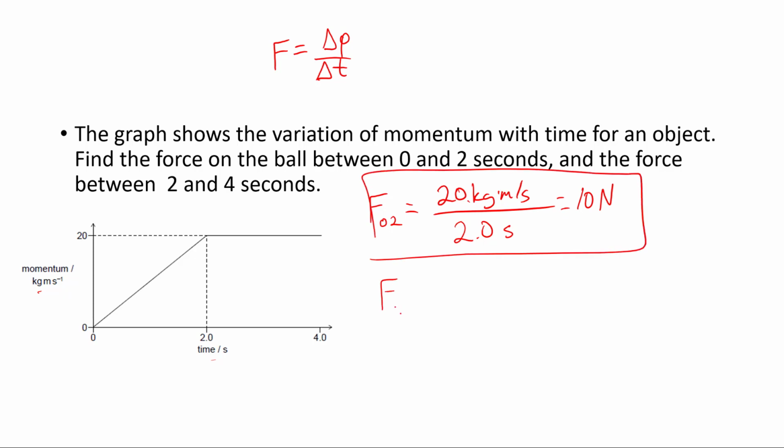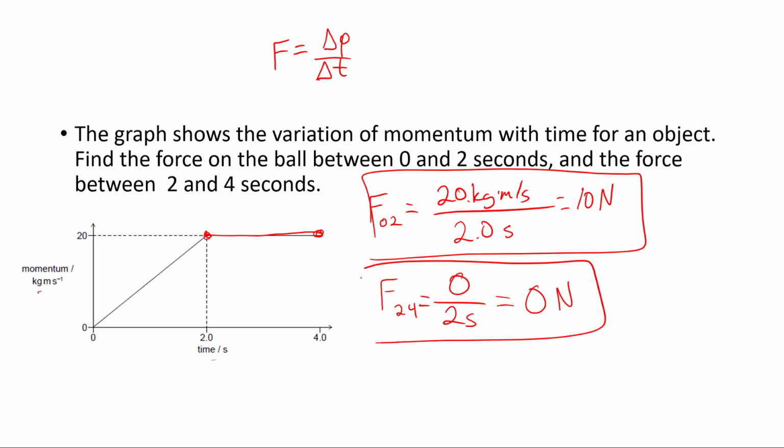The force from 2 to 4, again, rate of change of momentum, but our momentum is not changing, it's constant. Our slope is 0. So that means when we plug into delta P over delta T, it's just going to be 0 over 2 seconds, which equals 0 newtons. This should make sense. If our momentum isn't changing, our velocity is constant, which means there's no force acting on the object. It's in equilibrium. The net force is 0.